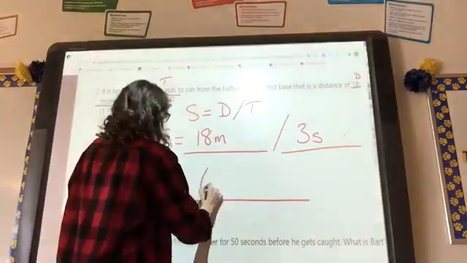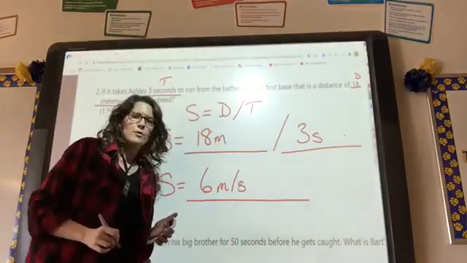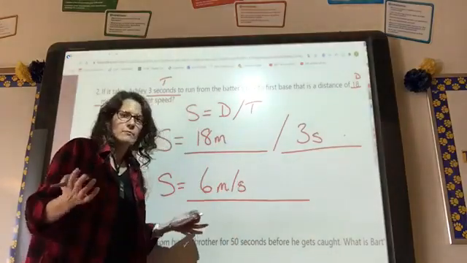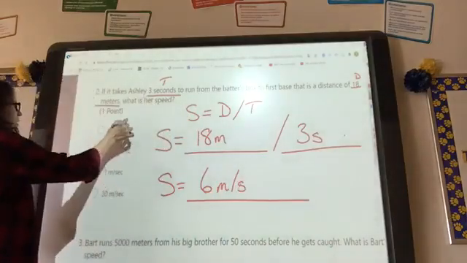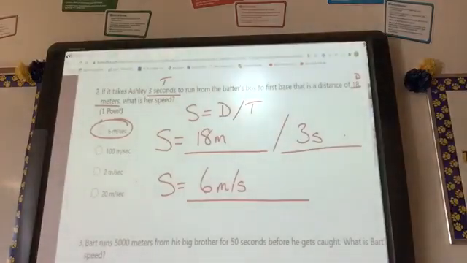But we've got 6, and then we've got to bring the units down. Meters per second, okay? 6 meters per second. There's your answer. Let me run over here and screw this up a little bit.